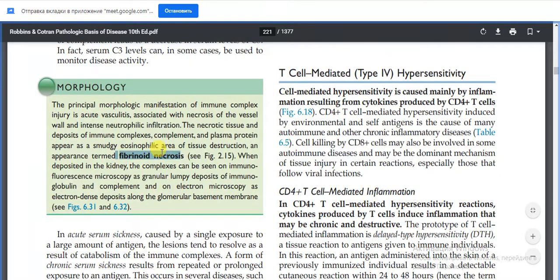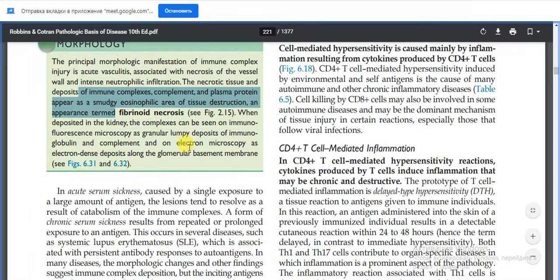We discussed this fibrinoid necrosis. There is intense neutrophilic infiltration because of the acute reaction. Necrotic tissue and deposits of immune complexes, complement, and plasma protein appear as a smudgy eosinophilic area of tissue destruction, an appearance termed fibrinoid necrosis.